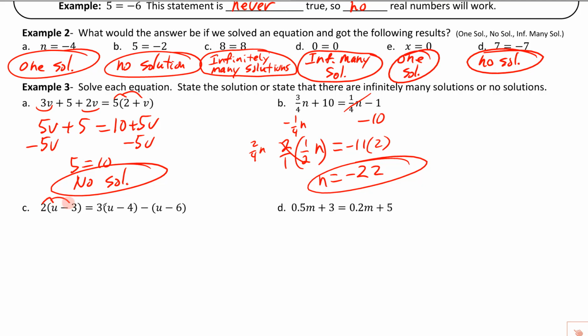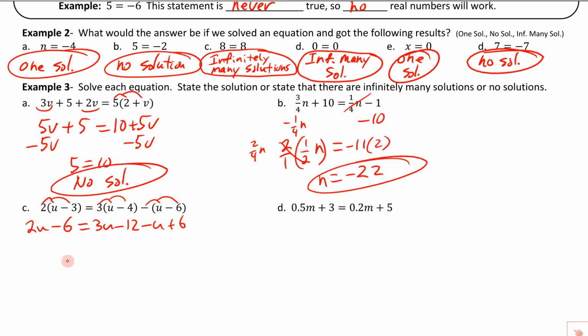We've got a lot of distributing and maybe some collecting like terms and stuff like that. We got to distribute that negative through. So let's see, 2 times u, 2u, 2 times negative 3, negative 6, 3 times u, 3 times negative 4, that's going to be negative 12. And then again, that negative just changes the sign. It makes each one of these the opposite. So that would be negative u, and that's going to be positive 6.